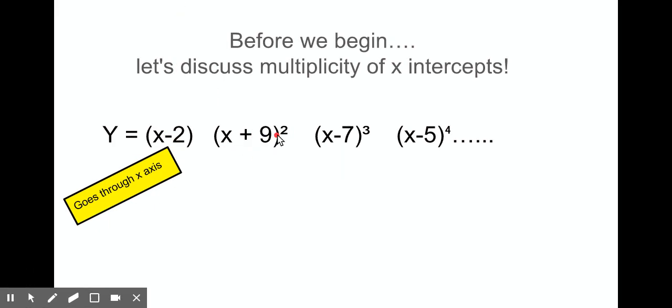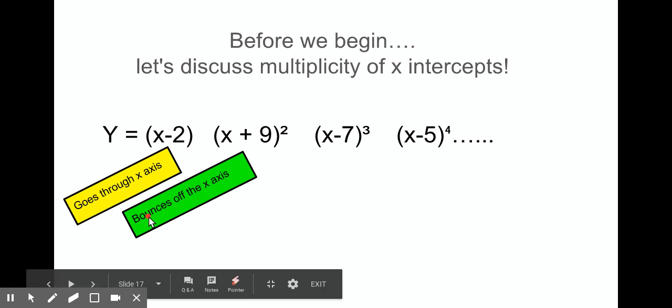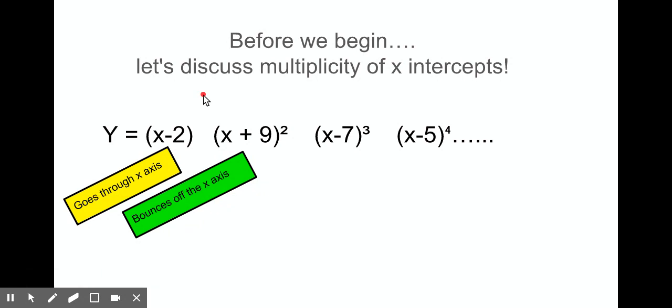This next one has a multiplicity of 2. The answer here, by the way, is x equals negative 9. Because it's a multiplicity of 2, it's not going to go through the x-axis. It's going to touch at negative 9 and bounce off, but not go through. I'll show you a picture of that in a little bit. So this bounces off the x-axis. Pretty much odds go through and evens bounce off.